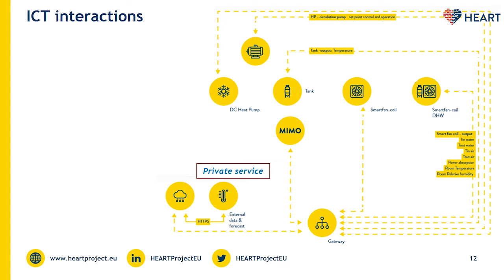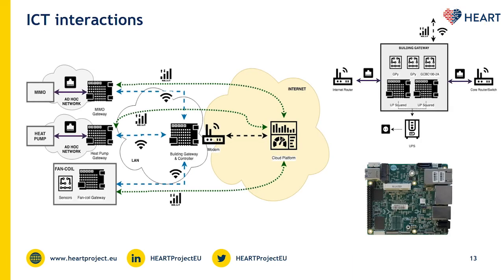Within the building, all data are transferred using wireless protocols to avoid the installation of additional communication cables. More in detail, both Wi-Fi and narrowband IoT standards are adopted to allow the communication among fan coils, the MIMO, the heat pumps, and the building gateway. Such a gateway also integrates a 4G modem to exchange data with the Earth Cloud platform, which acts as an energy management system.